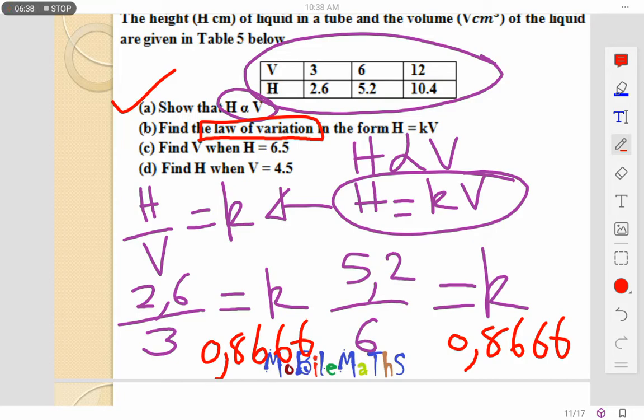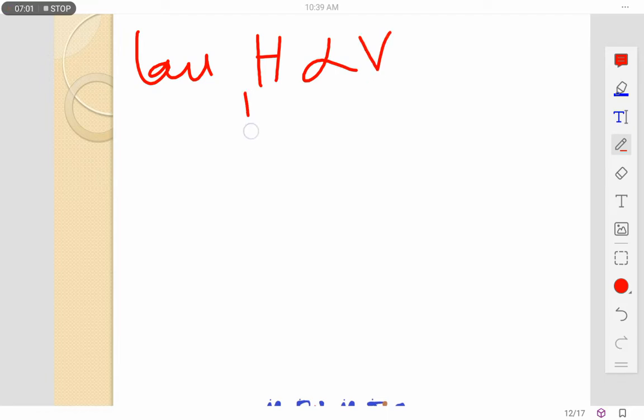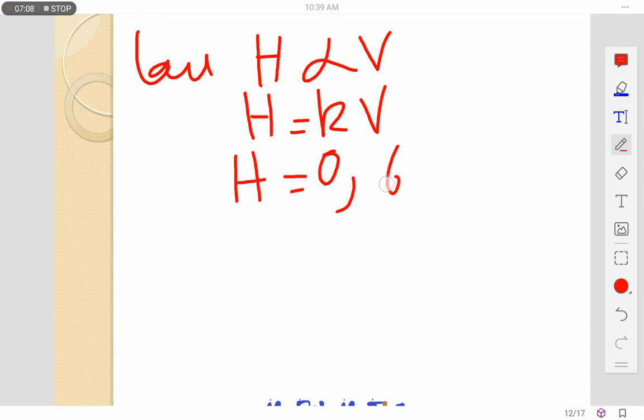That's how we show it. Then if we want to find the value of V, let's write the law. Our law becomes: we said H varies directly with V, and H is equal to kV. So our law is H is equal to 0.866V. That's our law there.